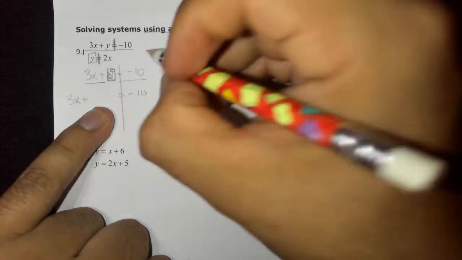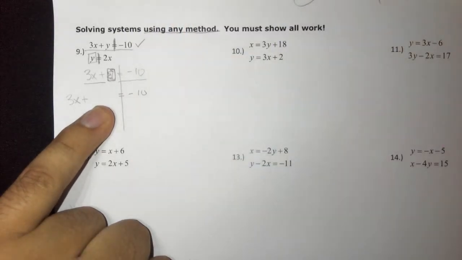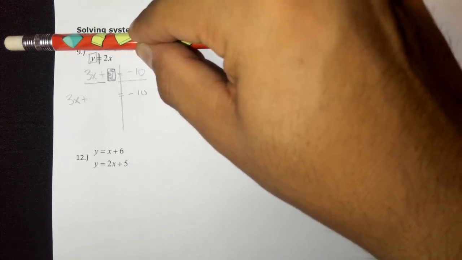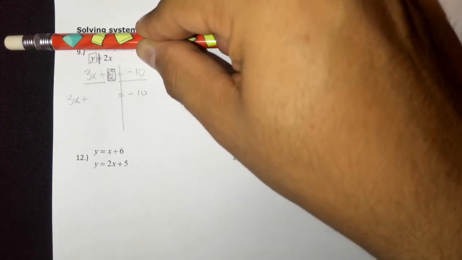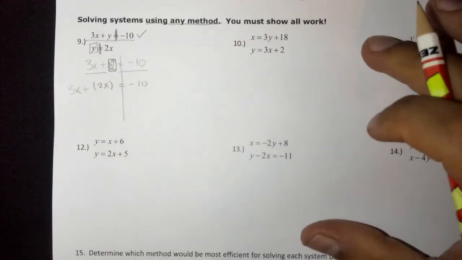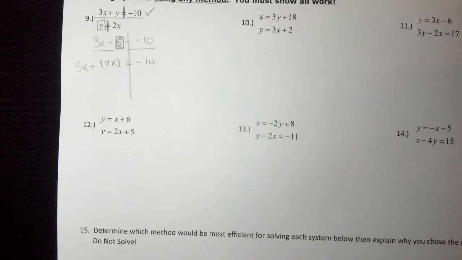My y, I'm going to replace with something that my y is equal to. Right now we're using this equation, which we just rewrote, so I would cover that up, and then your second equation actually tells you what you can exchange your y for. In this case, you can exchange your y for 2x. So in parentheses, I would put 2x. Anytime you plug something in, you have to put it in parentheses.